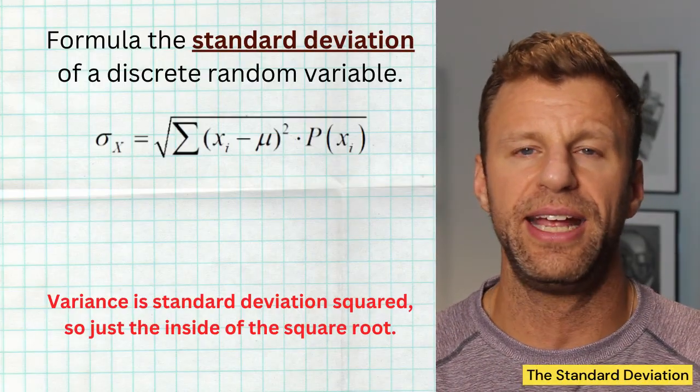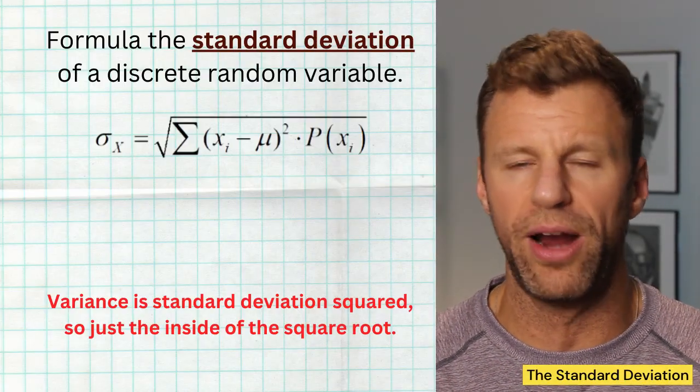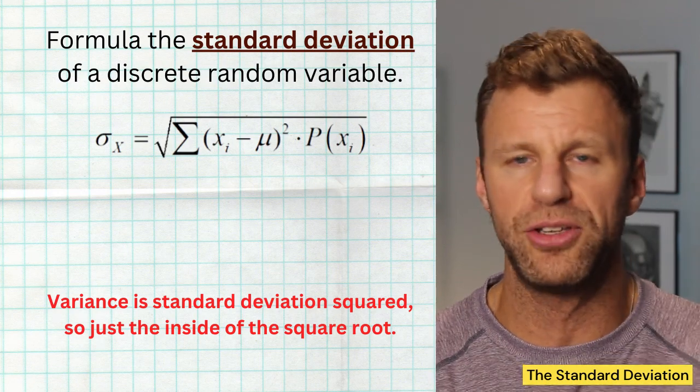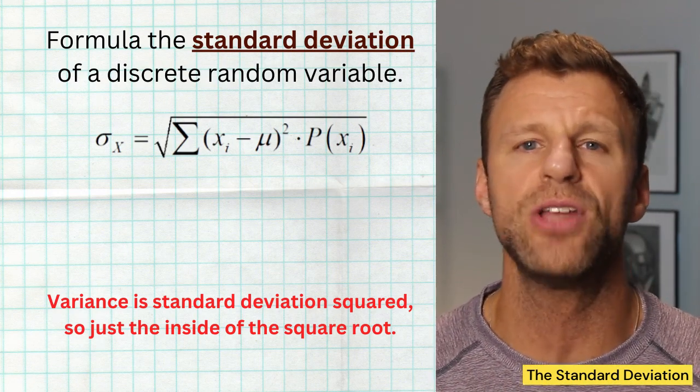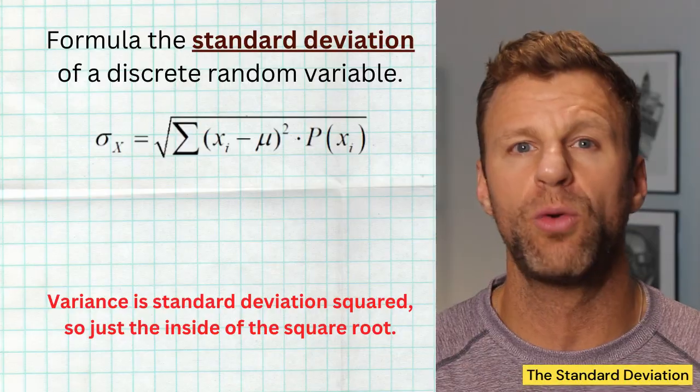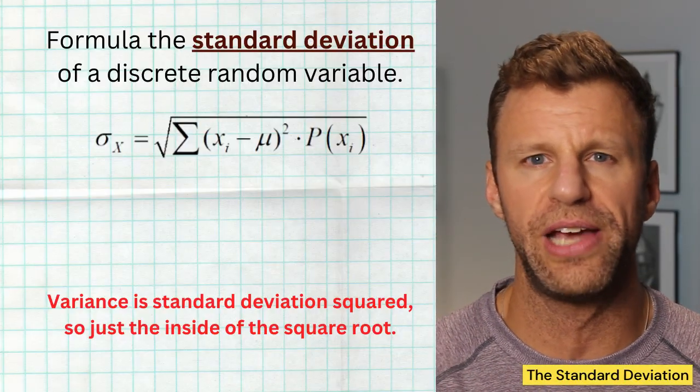So the variance is the inside part, or the standard deviation squared, because if you square the square root, it goes away and you just get that inside portion. That is known as the variance, whereas once you square root it all, you get your standard deviation.